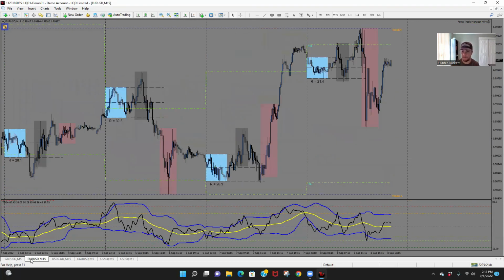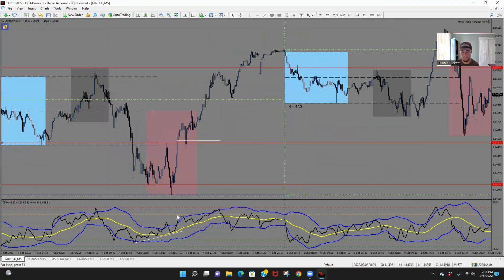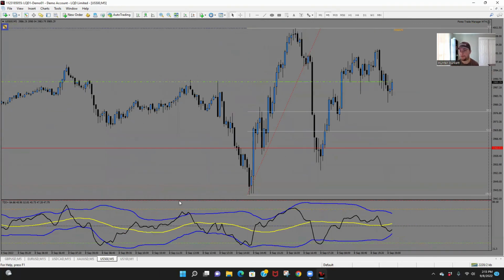Okay, and break down. You can do USD CAD. You can do EU. You can do GU. You can do whatever pair that you're trading, right? And I'll grade it for you.